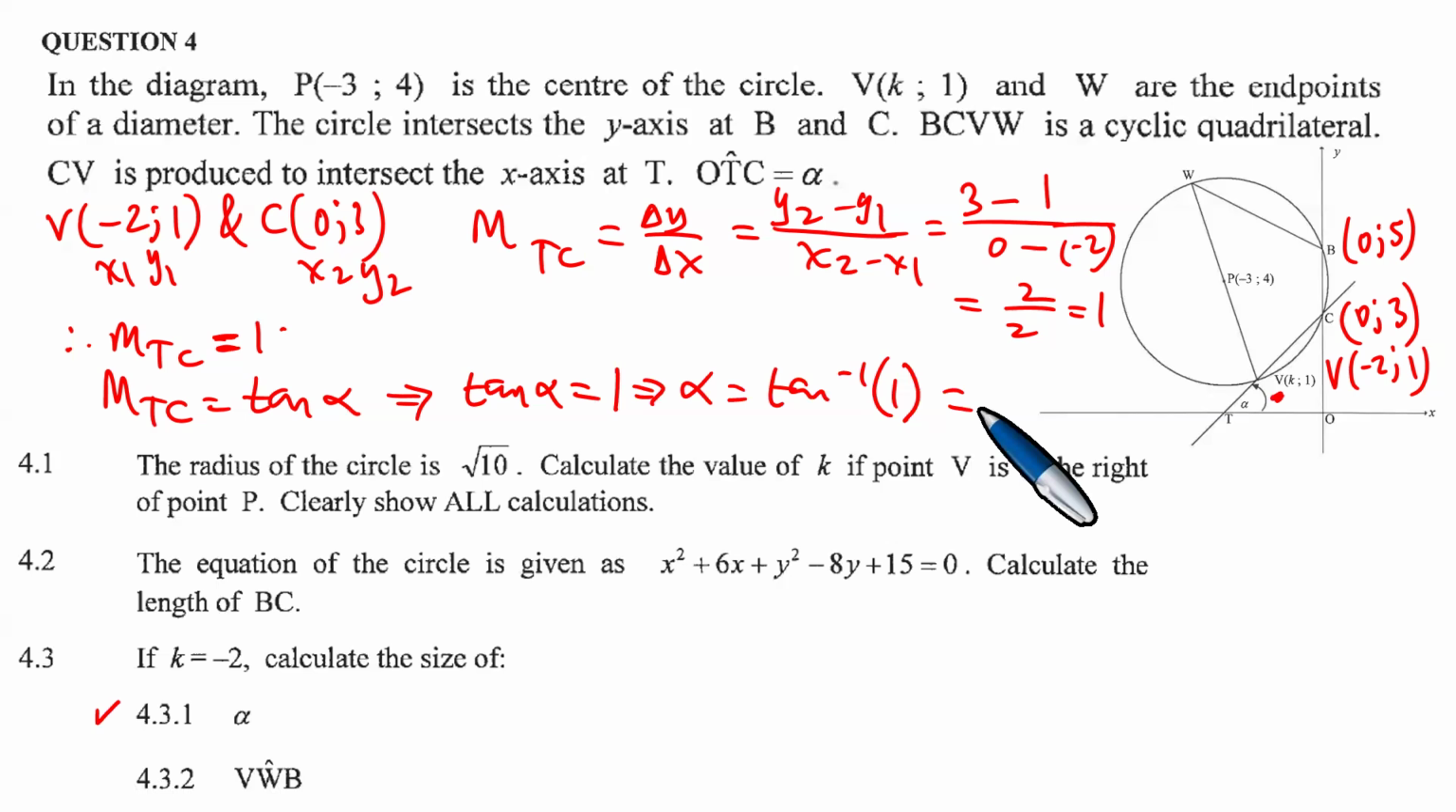Right, so we continue. This is actually 45 degrees. Obviously here I'm supposed to find the size of this angle alpha, and alpha is 45 degrees. Okay, now please look at these. Think of this carefully.